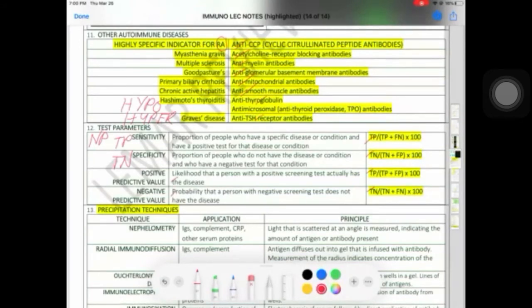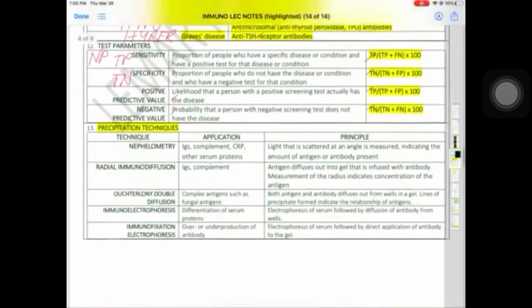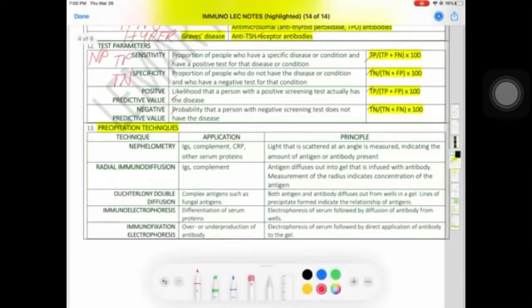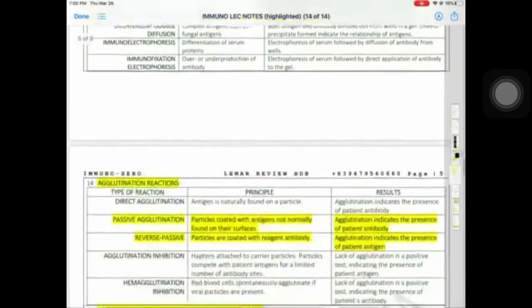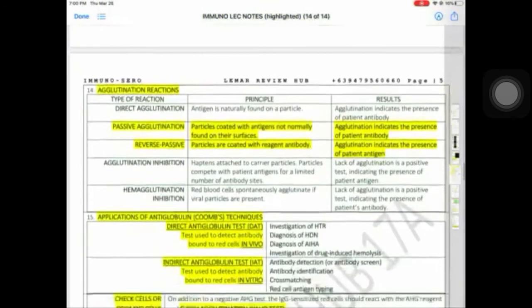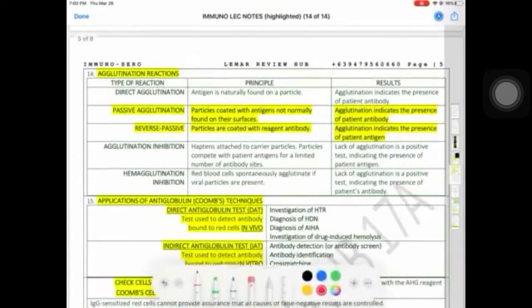Pag sinabi pong precipitation, reaction between soluble antigen and an antibody. So sa number 13 po na-mention, yung mga different types of precipitation reaction. Gayon din po sa number 14, yung mga different types of agglutination reaction. Pag sinabi namang agglutination, reaction between a cellular or particulate antigen with an antibody.